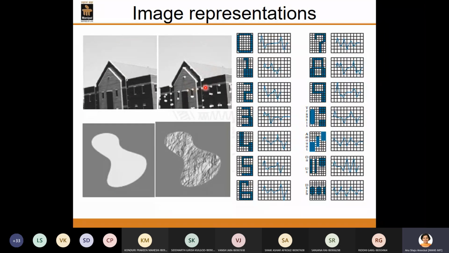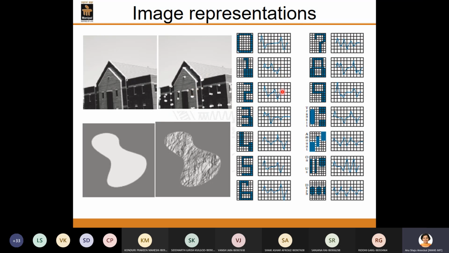All this information is present within the key points, but at the same time you need not store all the values over here. It is just the key points, the location of the key points, the direction of the gradients, etc. that only need to be stored. So this is an example of how you can represent an image using key points.